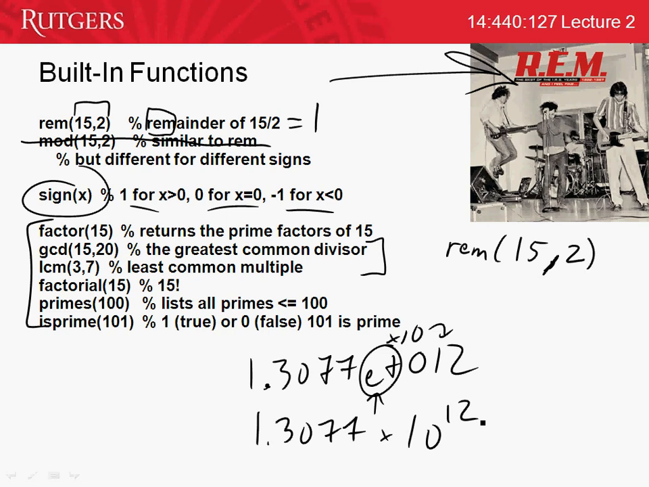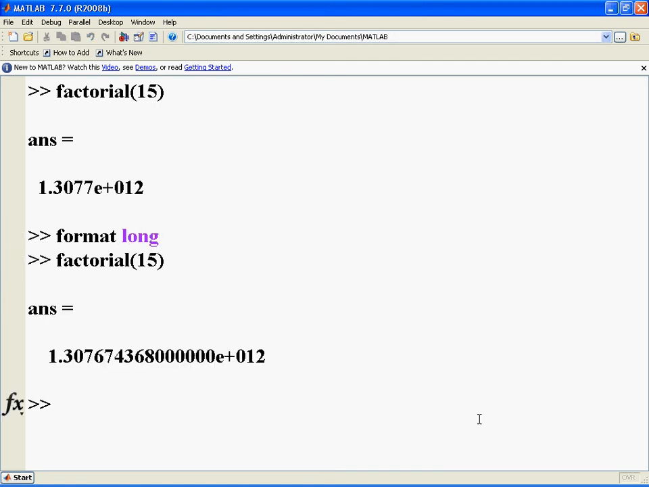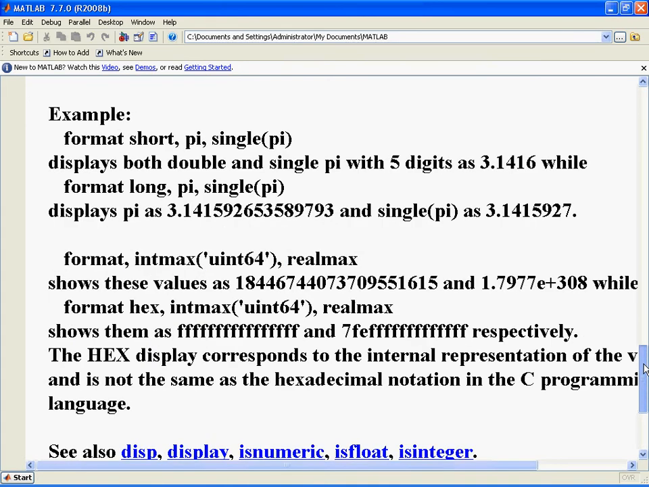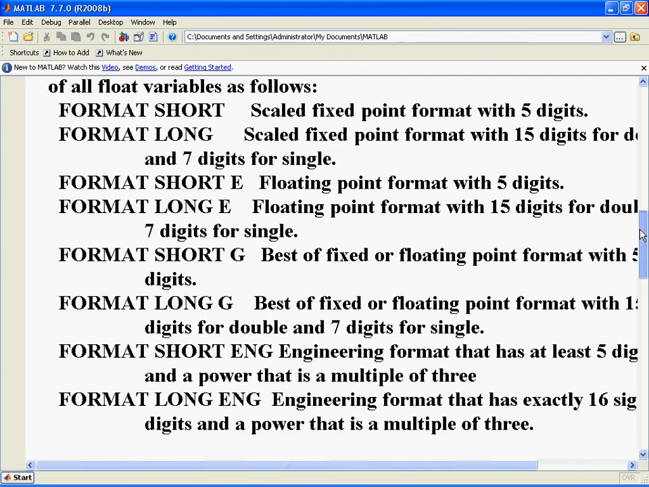The way you can play around with that is using the format command in MATLAB. You could say something like format long, I believe, and it gives you basically higher precision. If you type help format, it gives you all of the different options that you can use for displaying things.